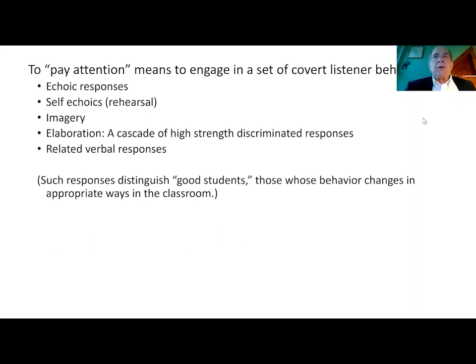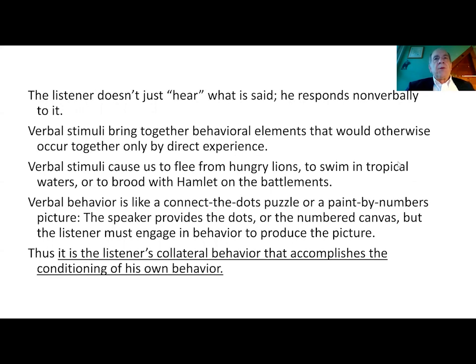So it's the very behaviors that we engage in without explicit instruction necessarily, when our behavior is conditioned by a verbal rule. So we don't just hear what is said, we respond non-verbally to it. The verbal stimuli bring together these behavioral elements that otherwise occur only by direct experience. So bringing together the ding of the timer with taking the bread out of the oven is accomplished by the verbal stimuli and our discriminative responses to those verbal stimuli.